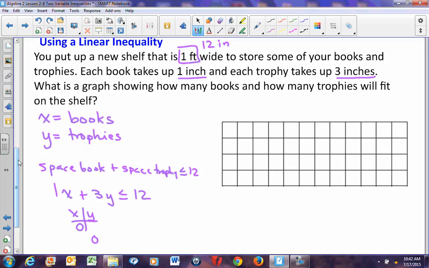If x is 0, 12 divided by 3 is 4. If y is 0, 12 divided by 1 is 12. Right? Since we know that the x was the number of books, and the y is the number of trophies.